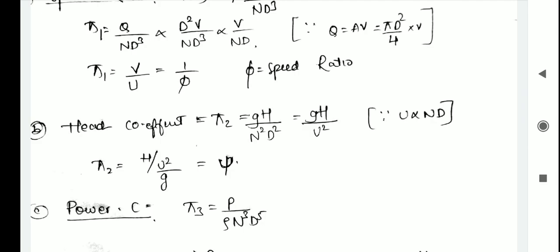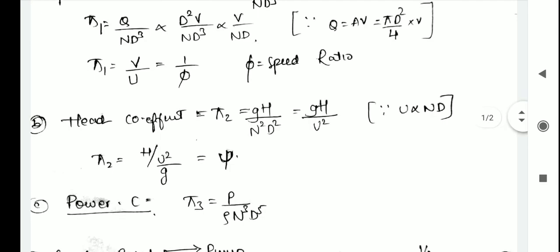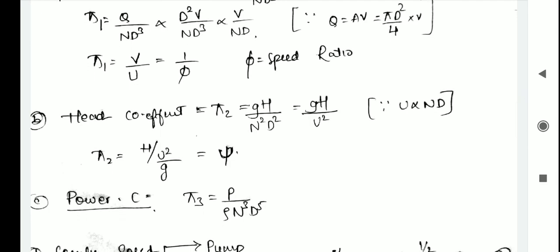The term pi 2 is equal to g H divided by N squared D squared, and is called the head coefficient or specific head. That is, pi 2 is equal to g H divided by N squared D squared, which is equal to g H divided by U squared, because U is proportional to N into D. Or in terms of head in dimensionless form, pi 2 is equal to H divided by U squared upon g, which is equal to psi.